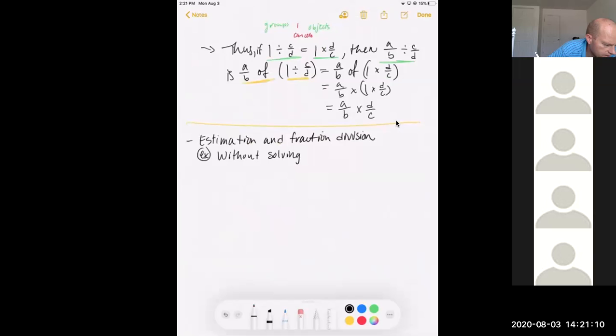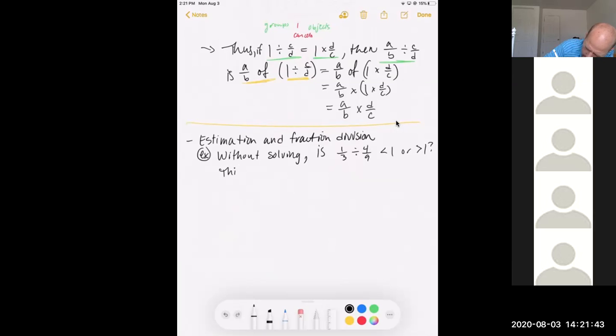So without solving, is 1/3 divided by 4/9 less than 1 or greater than 1? And the key to these problems on homework is to use common denominators. Let me tell you what they're asking though first. What does this mean?